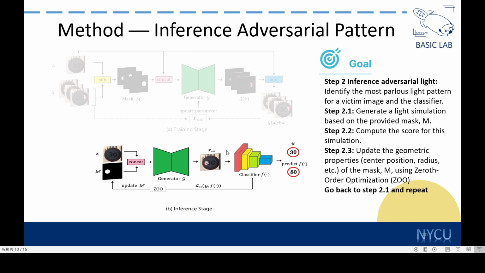The second part, step 2.2, is to compute the score of this simulation. We feed this X ADV into the classifier and it outputs the prediction results with the largest confidence. We denote the confidence of the ground truth as the score of this X ADV. And in step 2.3, we utilize this information, the score of this X ADV and all the previous results, to update this mask and update the geometry properties, like the center position and radius of this mask, using Zeroth Order Optimization. And these are the steps we go through again and again.